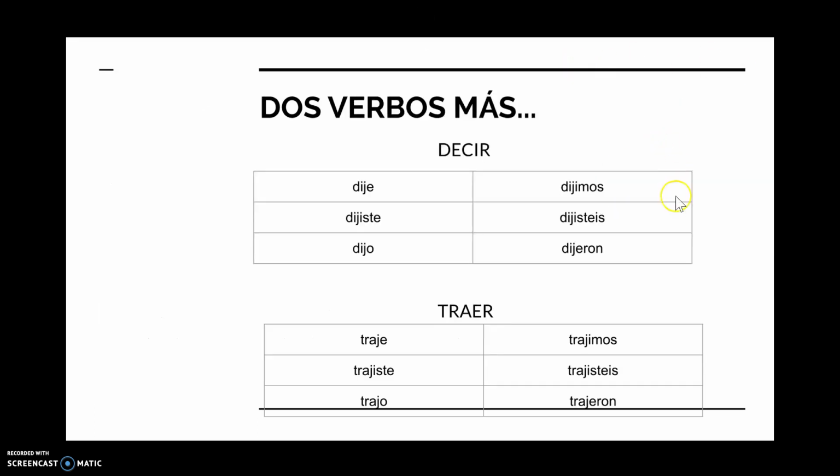Okay, so we've got 2 more verbs, and I call these the J verbs. You'll see that there are a couple of additional verbs as you go on in Spanish that you'll have to learn that are like this. Most notably conducir, which is one of the verbs that means to drive, and traducir, which is to translate. But here we have decir, to say or to tell, and traer, to bring.